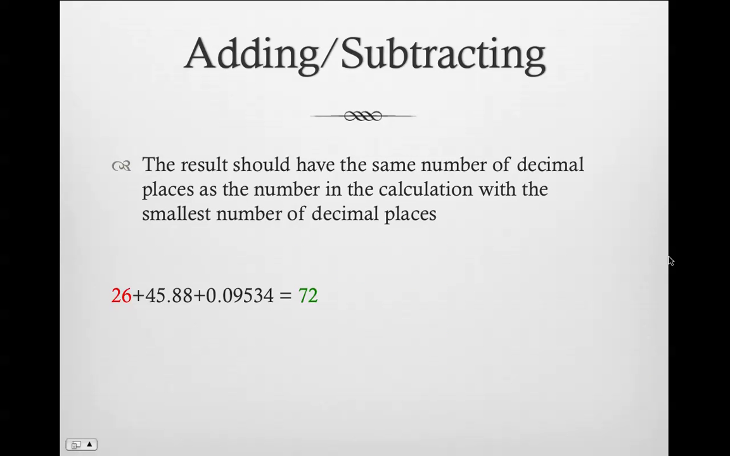Adding and subtracting. The result should have the same number of decimal places as the number in the calculation with the smallest number of decimal places. What this basically means is, when you look at the example given, 26 plus 45.88 plus 0.0953 equals 72. Since 26 has no decimal places, this will be the determining number for the number of significant values in your resulting answer. Since 26 has no decimal places, the resulting value should not have any decimal places. The same applies to when you're subtracting values.